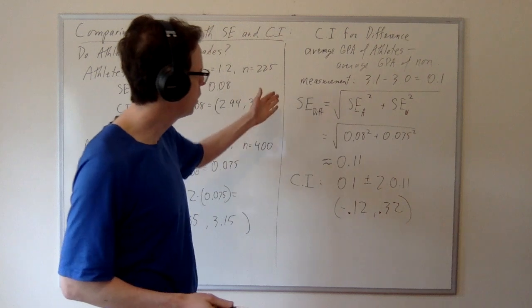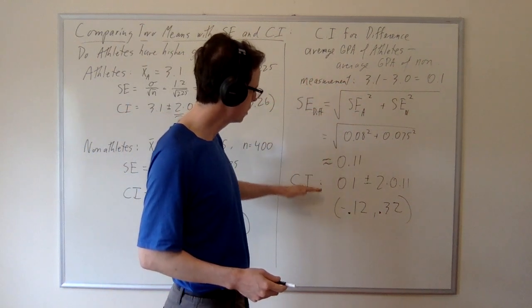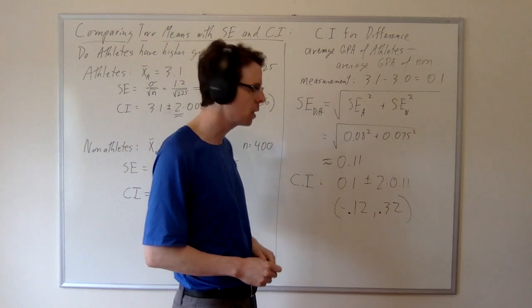So that's how we use the standard error for the difference, using the combined formula for the standard error of the difference to produce a confidence interval for the difference, and that's how we interpret it.